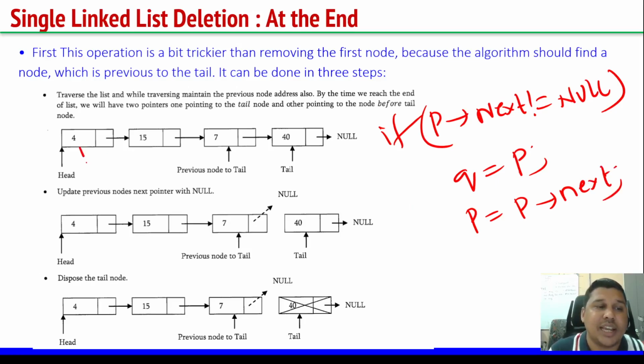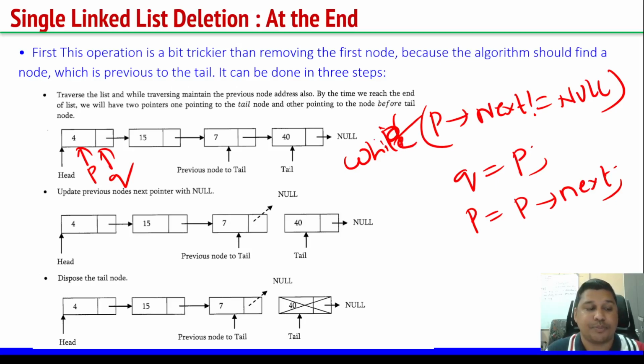So initially here I will have p, here I will have q. Now this is our while, right? Now see here, while p's next is not equal to null. Is p's next not equal to null? No. Then write q equal to p. So my q and p point to the same location, p equal to p next. So because of this, what will happen? This will become my p.